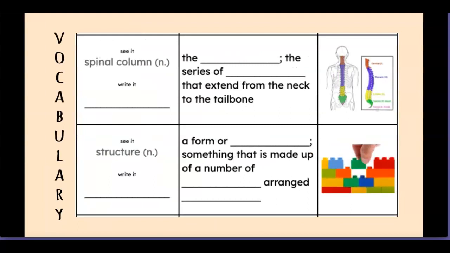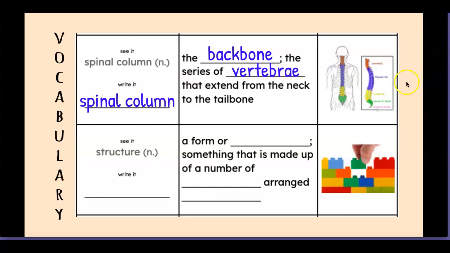Spinal column. This is also a noun. Say it with me. Spinal column. It's the backbone. The series of vertebrae that extend from the neck to the tailbone. And you can see it in the drawing right here, how long it is and how far it extends in our bodies.